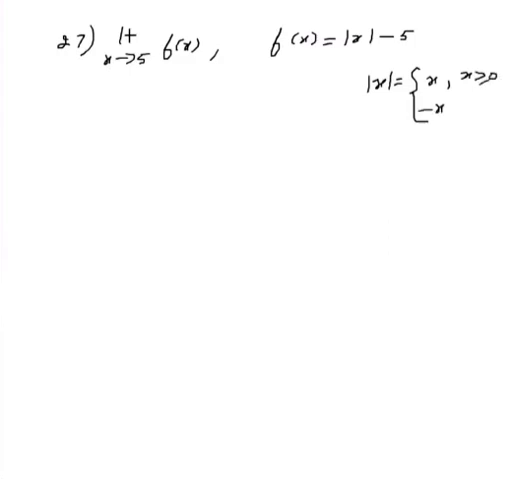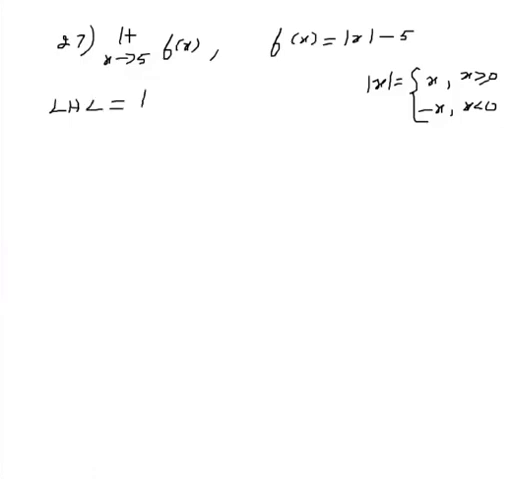Question 27. Find the limit as x tends to 5 of f of x, where f of x is the absolute value of x minus 5. The absolute value function has two different definitions. It is x when x is greater than or equal to 0 and minus x when x is less than 0. I have told you, if you have only an absolute value function, LHL and RHL will be the same. But since we have two different definitions, we will do LHL and RHL.